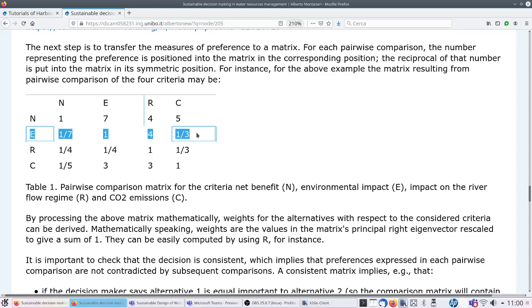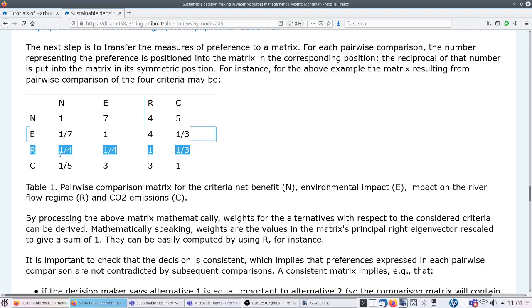And then 1/3, because when comparing the environmental impact with the CO2 emission, he doesn't believe that the environmental impact is important. This is consistent, I would say, with the first row. 1/3, okay. And then we turn to the next row, which is river flow regime.